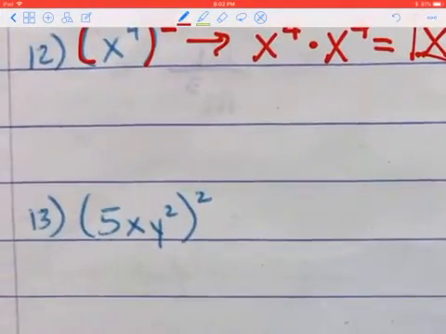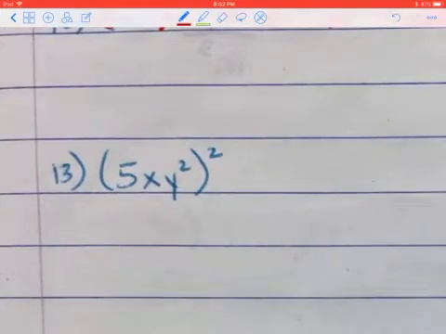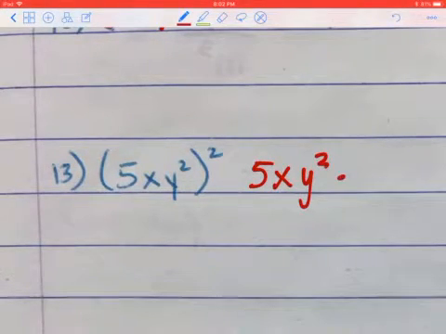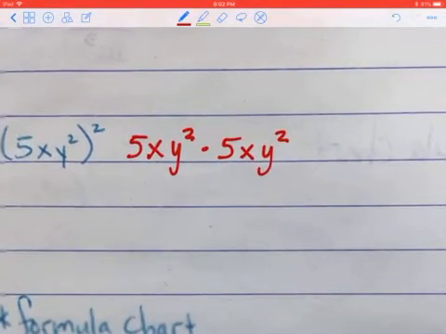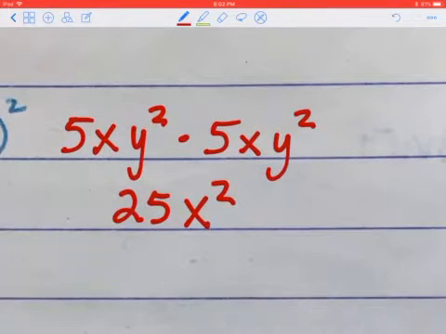Same thing here. This means 5x y squared times 5x y squared, which means that we multiply the numbers, we get 25. X times x is x squared, and y squared times y squared is y to the 4th.